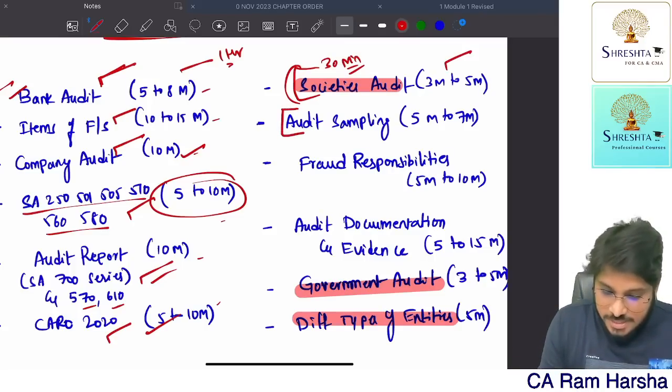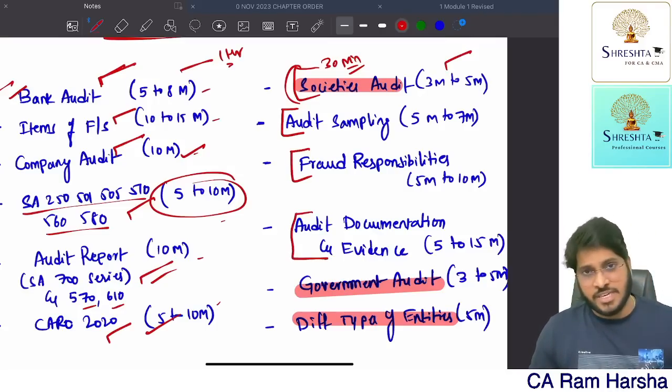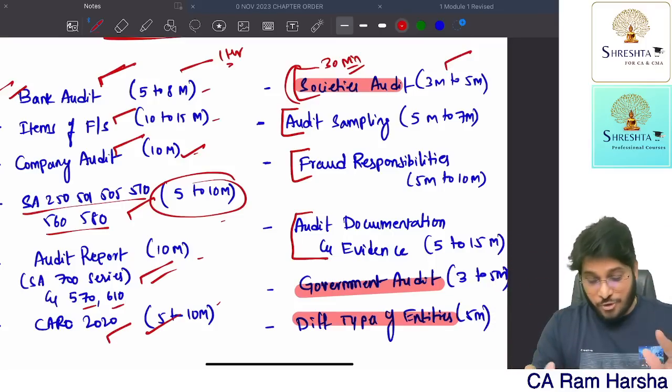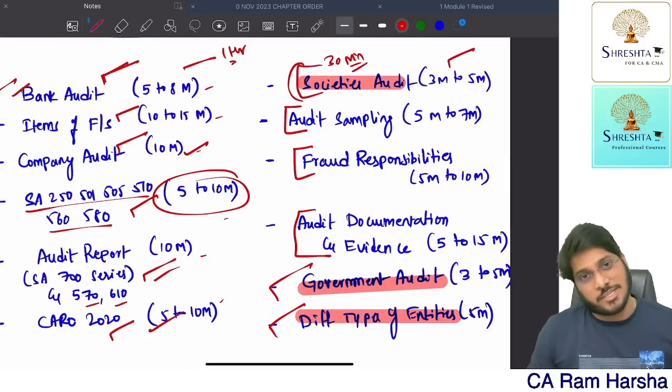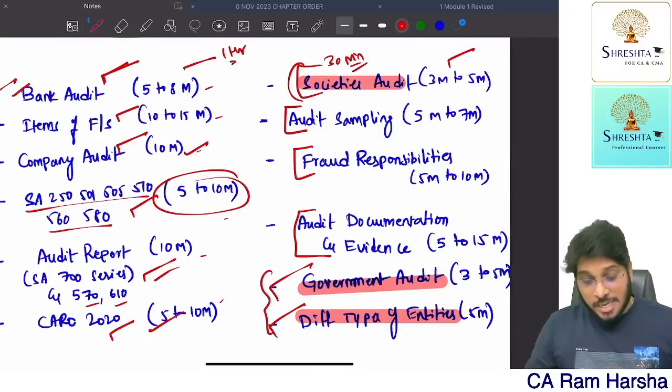Then you will be revising sampling standard. Then we will be revising fraud. Then audit documentation and evidence. Even after finishing all these revisions, if you are still left with the time before the exam, then come and watch government audit and different types of entities. But I generally suggest not to watch them. Getting it?